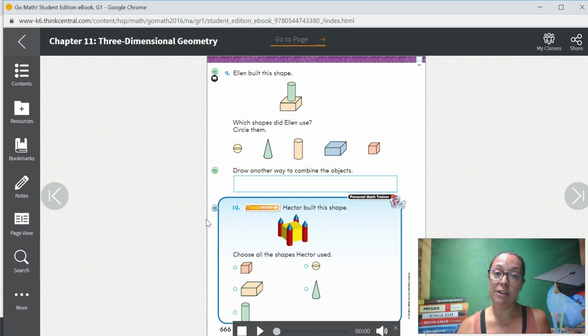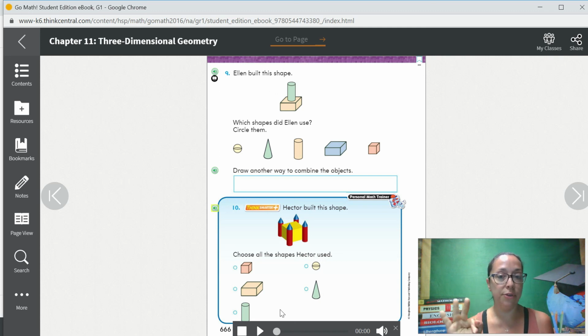All right. And our very last question, number 10. 10. Hector built this shape. Choose all the shapes Hector used. All right. So Hector hizo esta forma, un castillo. Looks like he made a little castle there. Escoge todas las formas que Hector usó. And I'm going to give you a clue.